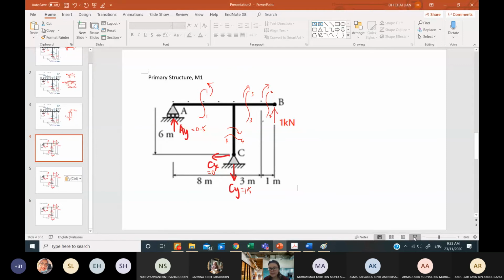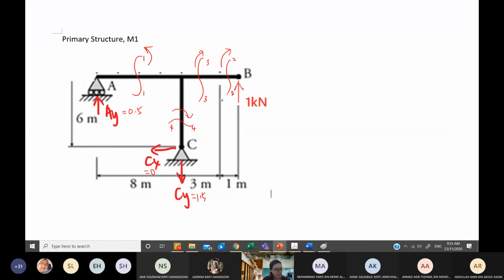Okay, class, are you ready? Can we start with this primary structure? Yes. Okay, primary structure cut section number 1. So I draw the free body diagram. It only has AY 0.5 here. And my moments, can you help me? For 1, 1 now, 0.5x. Thank you. So your moments will be 0.5x for section AB.